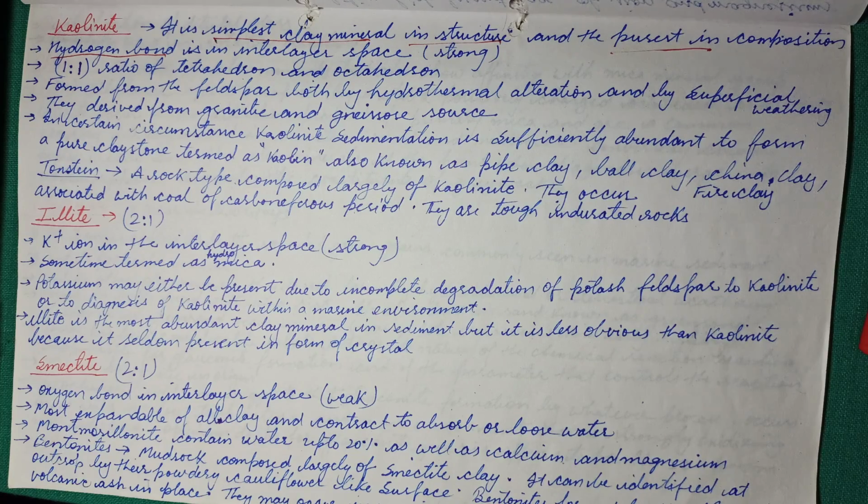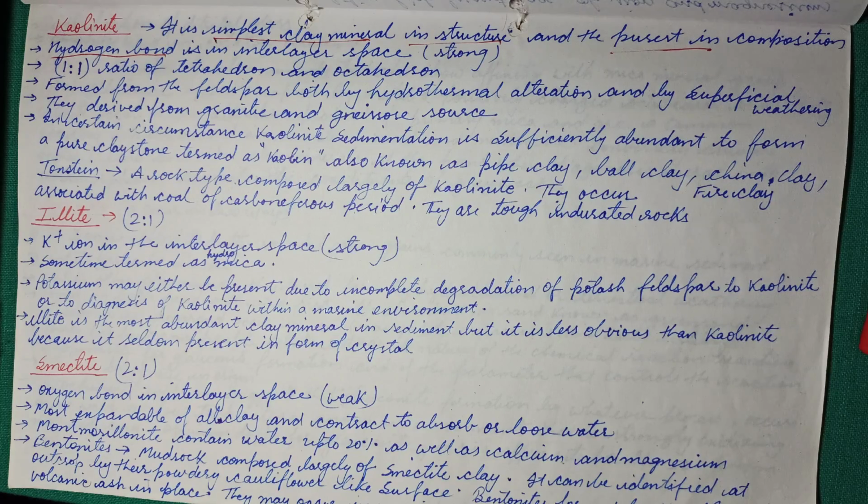Now kaolinite is formed from feldspar, so there must be some rock which has a high content of feldspar. So granite and gneissic sources are the important sources which contain a large amount of feldspar. The weathering and erosion of those granitic or granitoid rocks results in the formation of kaolinite.